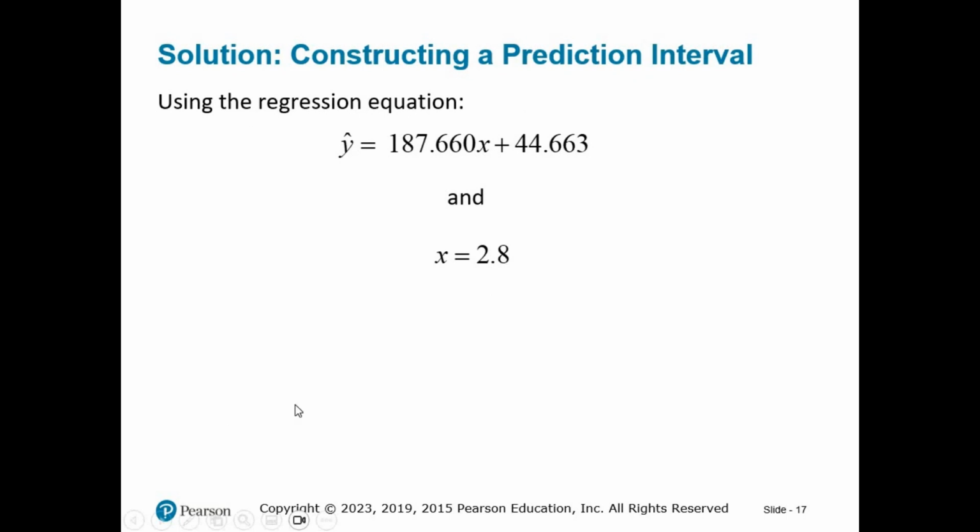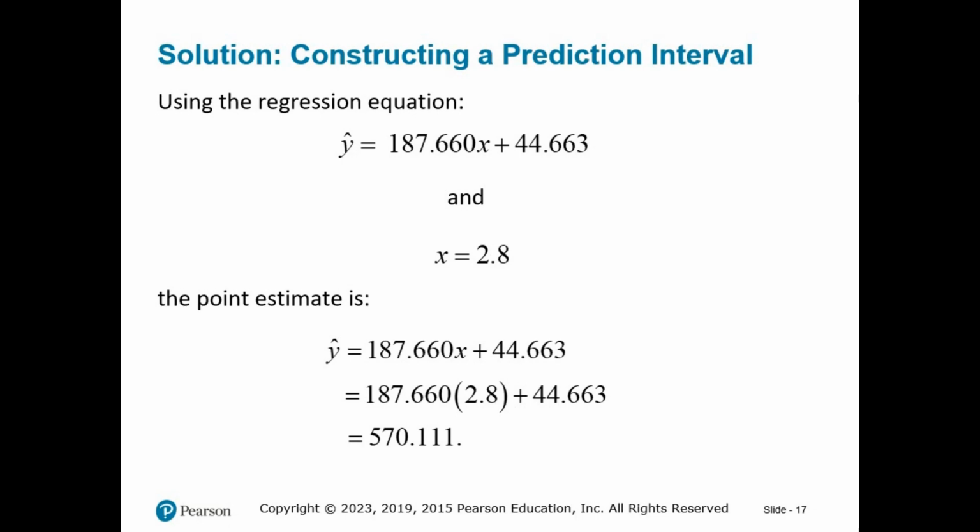Y hat equals 187.660x plus 44.663. And x for this situation equals 2.8. We can find the point estimate, or y hat, by plugging the specific x value into the equation. We get 570.111.